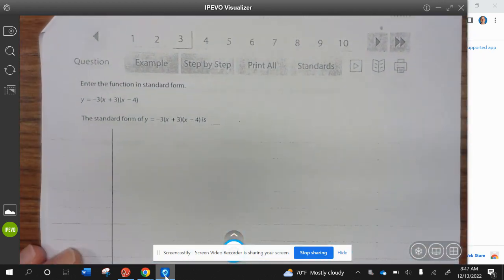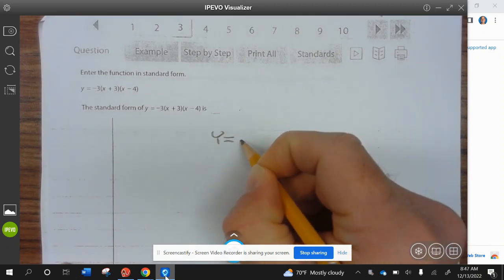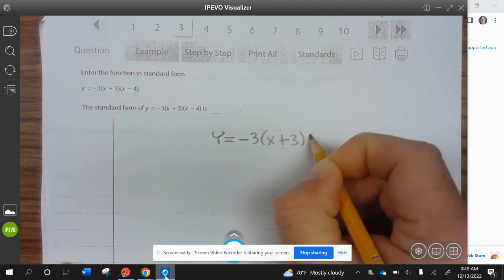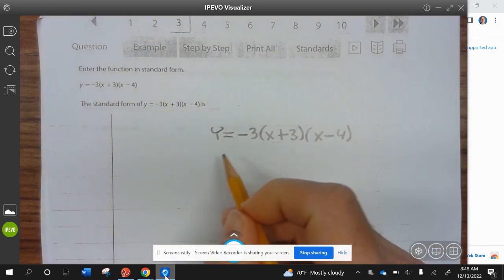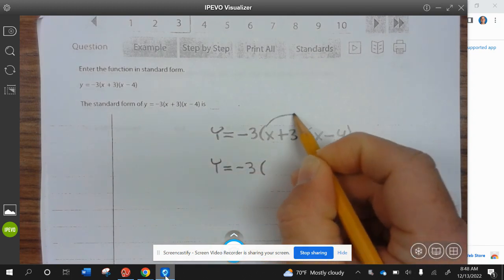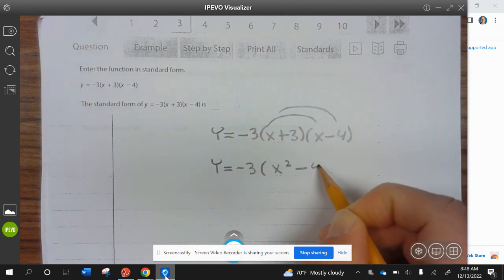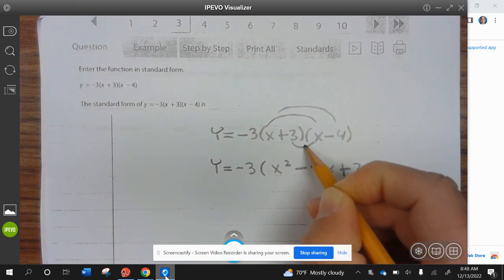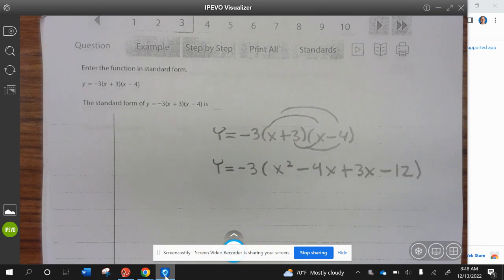All right, example 3. Enter the function in standard form. So we have y equals negative 3 times (x plus 3) times (x minus 4). So we're going to FOIL. So that's y equals negative 3. x times x is x squared. x times negative 4 is negative 4x. 3 times x is plus 3x. And then 3 times negative 4 is minus 12.